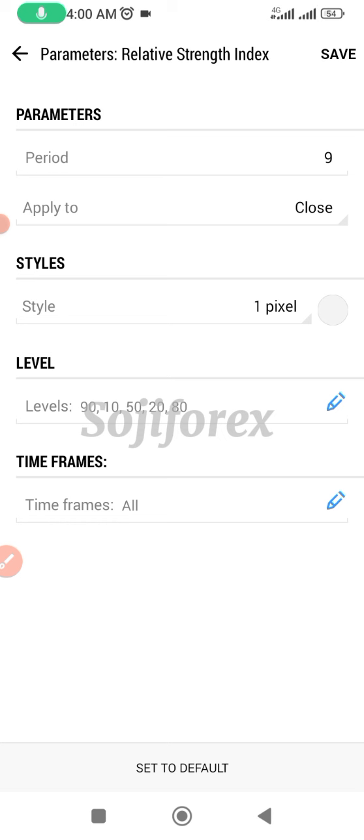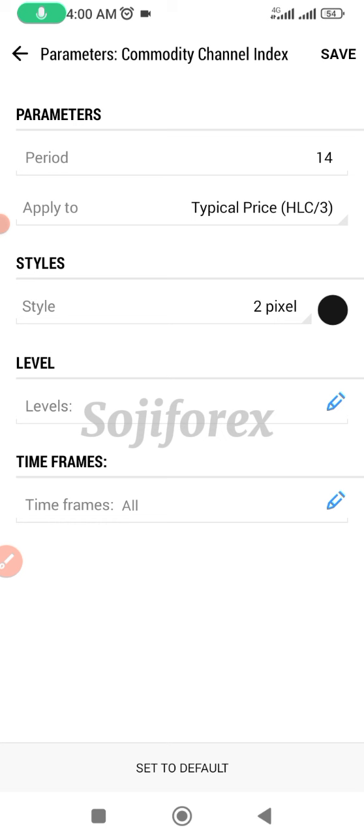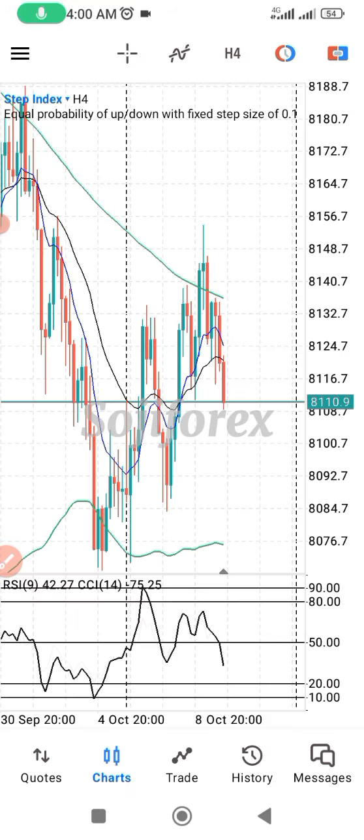The RSI period is 9. The style is 1 pixel. The background color is white, but if your background is black, you change the color to that of your background. Then we have our commodity channel index, which the period is 14. You apply to typical price, high, low, close, and then this is how your chart will look.